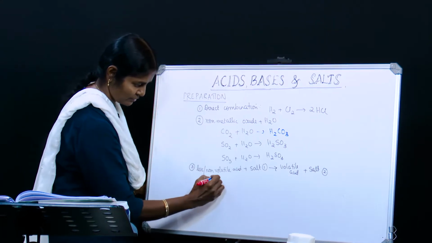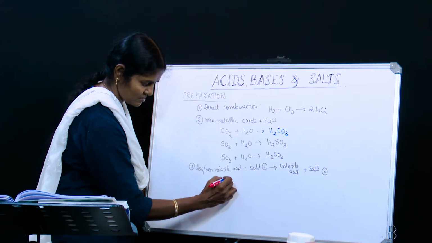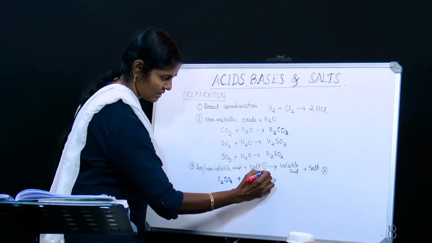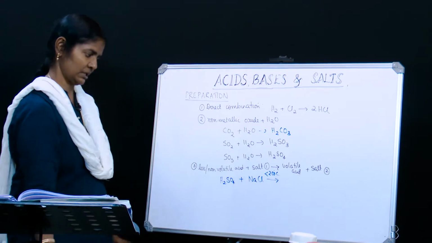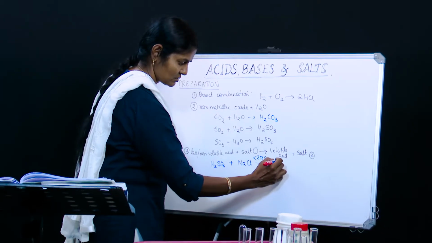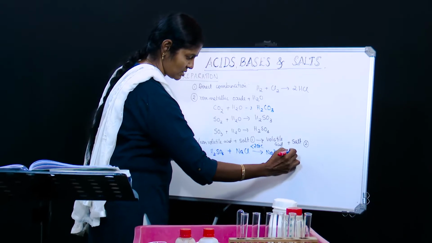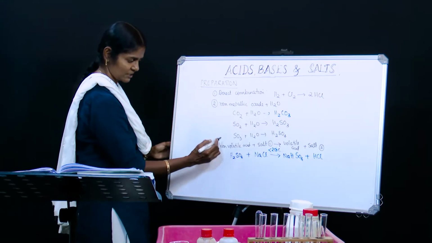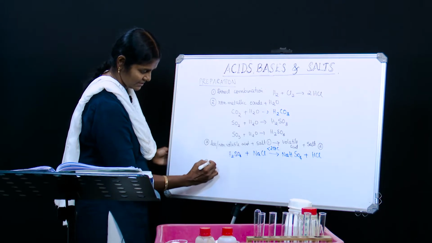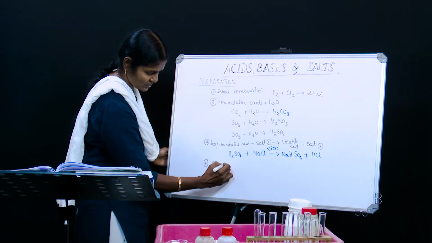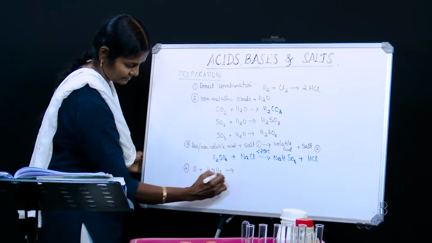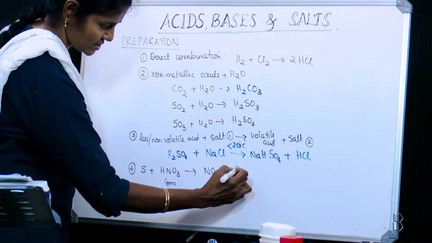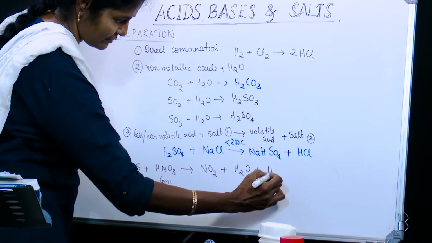For example, if we take concentrated sulfuric acid, when this reacts with sodium chloride at a temperature less than 200 degrees, then we get sodium bisulfate plus hydrogen chloride. Okay, so this is the displacement method. The last one is when sulfur reacts with concentrated nitric acid. This is slightly different. You get nitrogen dioxide plus water plus sulfuric acid.